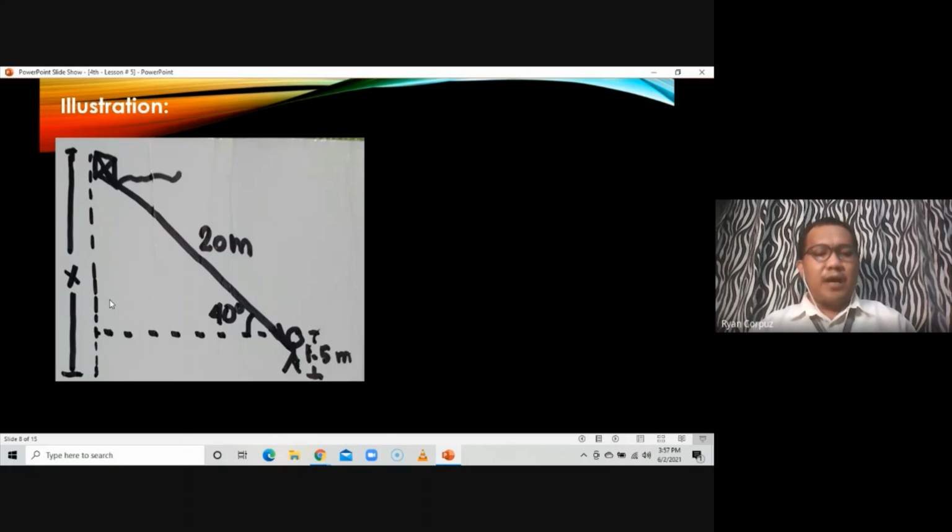So how do we solve it? The first thing we are going to do: since this whole length is what we are looking for, that is our x. With the help of this right triangle, we can find the measure of this part. This part, we already know its measure, and that is 1.5 meters. So what we only need to find is this part, so that we can get the measure of the whole, which is the x that we are looking for.